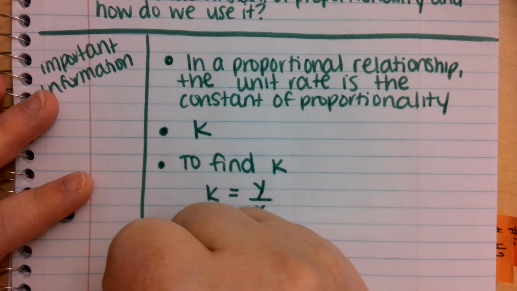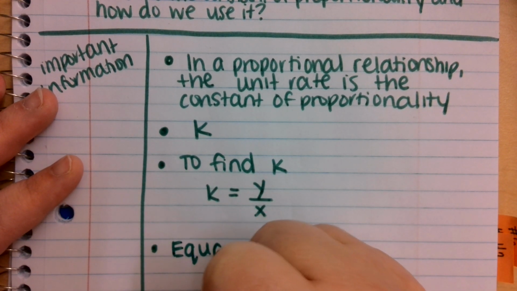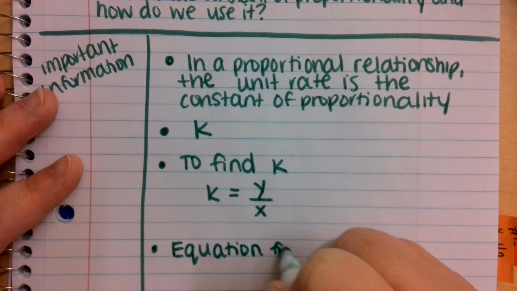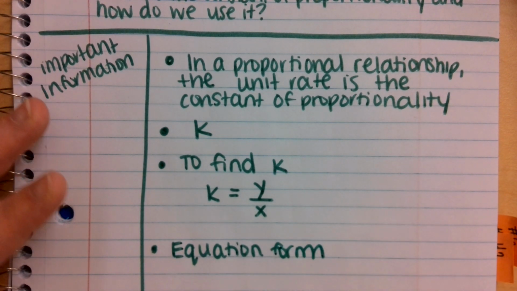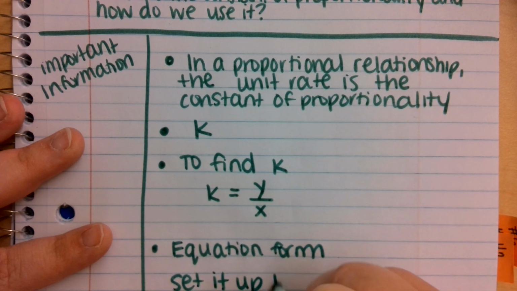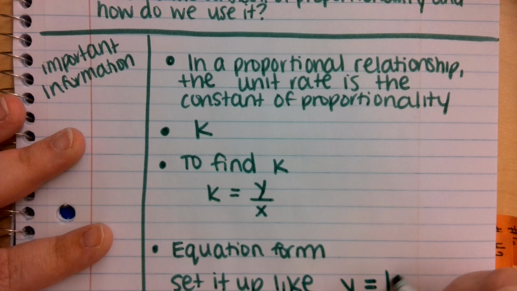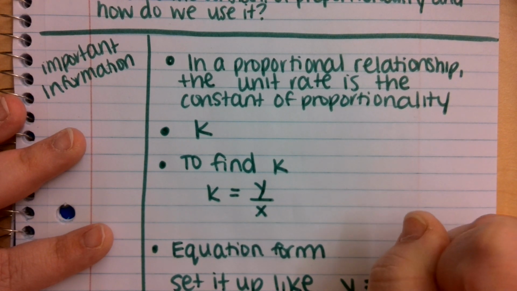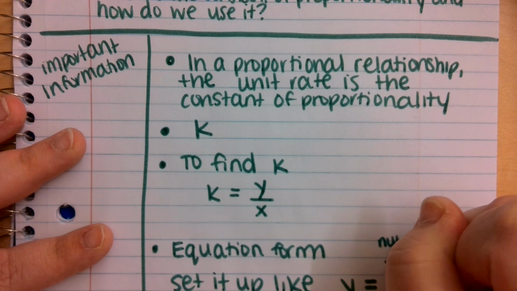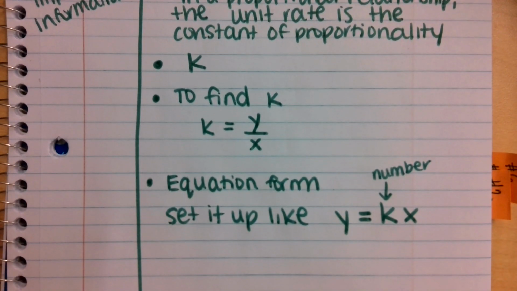In equation form, we set it up like Y is equal to Kx. And K is going to be a number. The Y and the X stay. We do not put numbers in for Y or X when we set up the equation.